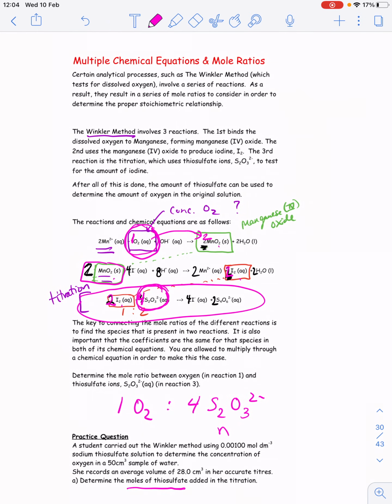This is relevant not very often, but there are a couple of titrations where you first carry out a couple of reactions to create something, in this case iodine, that we can then test for with the titration in the final reaction. So you've got your prep reactions, which contain the thing you're testing for, in this case oxygen, and then you have the titration reaction, which is the actual analytical test at the end.